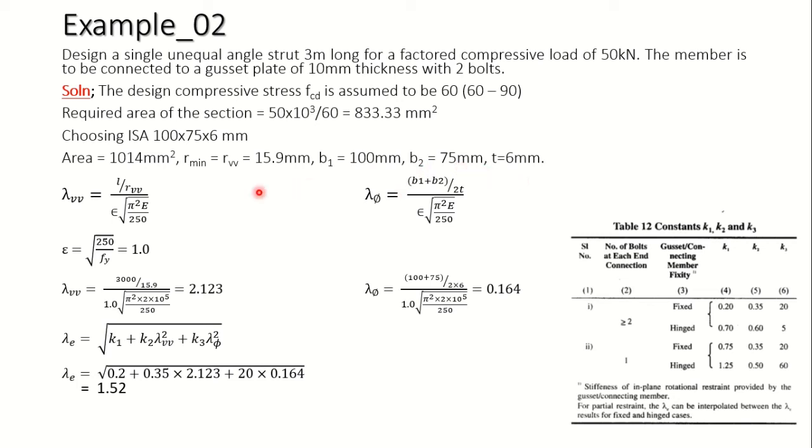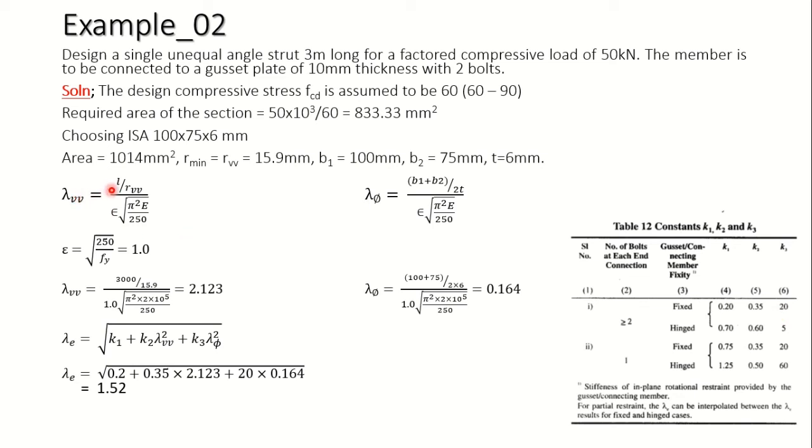Okay, so in this case, since two bolts have been provided, and the condition at the end here is assumed to be fixed, from Table 12 you'll get to know what are the K1, K2 and K3 values. So for two or more than two bolts and fixed end condition, K1 is 0.2, K2 is 0.35 and K3 is 20. Okay, now calculation of lambda VV and lambda phi.